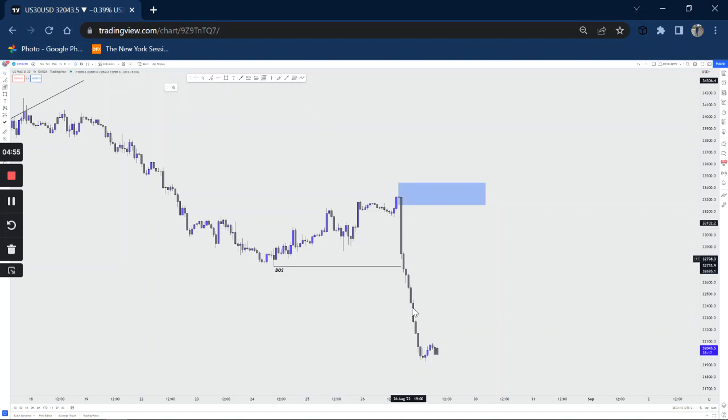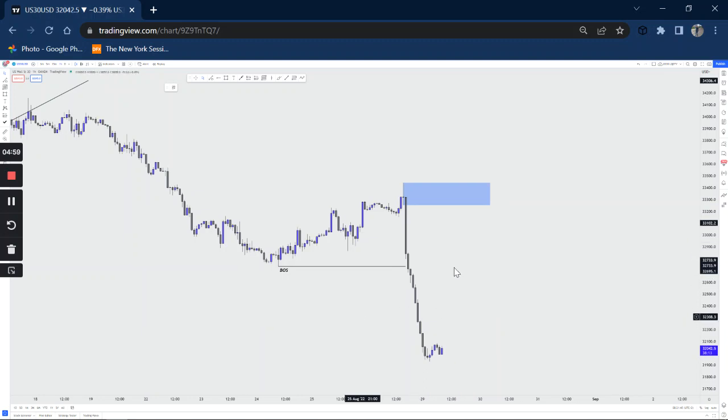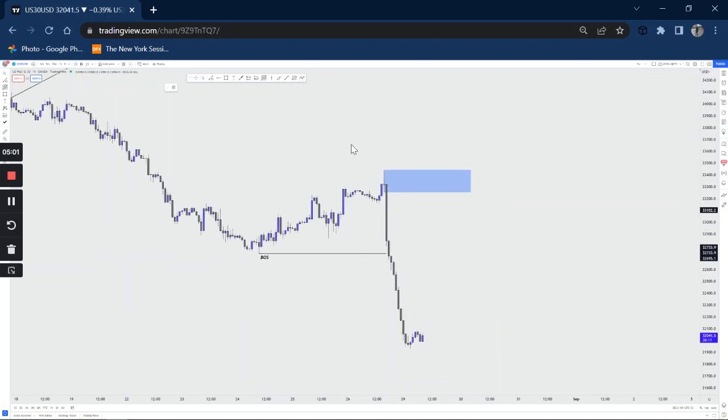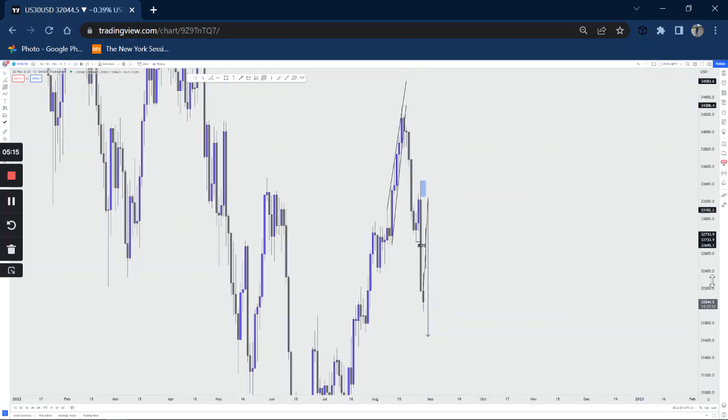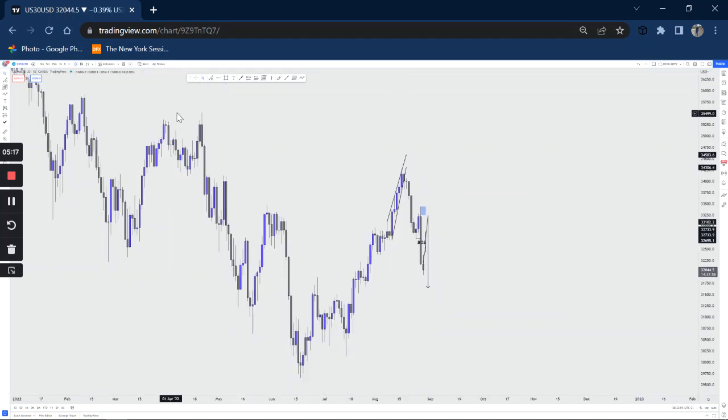You can see that price eventually started to bleed to the downside. So now what I'm looking out for, guys, is for price to give me that bullish order flow, and then I'm going to look for buying opportunities into these areas before we maybe continue pushing to the downside. Because if I just go to my daily time frame and remove everything here.